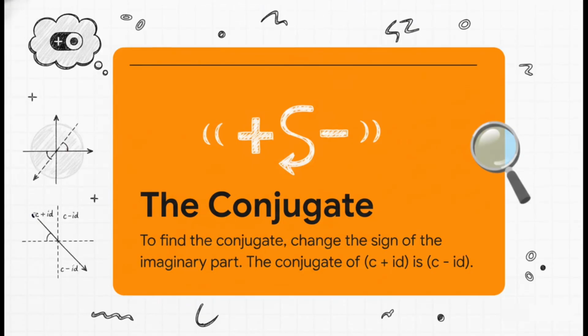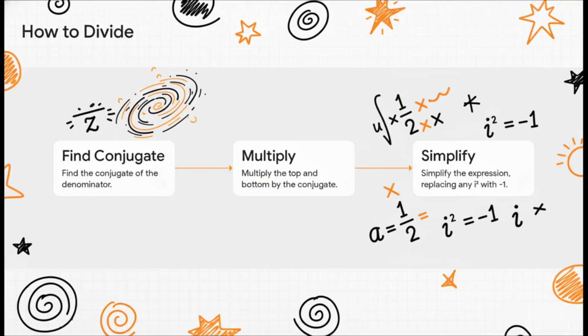All right, division is a little trickier, but to do it, we need to meet one more friend, the conjugate. It sounds way more complicated than it is, I promise. To get the conjugate of a complex number, all you do is flip the sign in the middle. That's it. So the conjugate of c plus id is just c minus id. So why on earth do we need this conjugate thing? Well, it's a super clever trick for division.